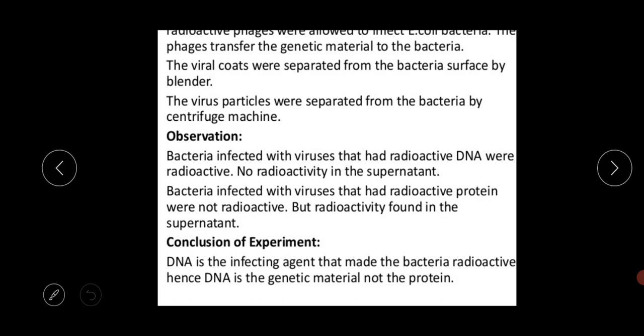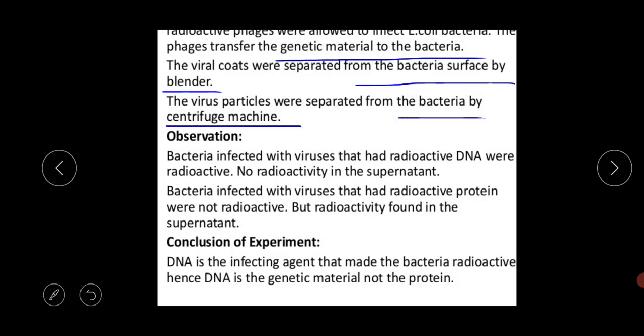After the radioactive phages were allowed to infect the E. coli bacteria, the phages transferred their genetic material to the bacteria, and the viral coats were separated from the bacterial surface by the blender. These virus particles were then separated from the bacteria by a centrifuge machine.